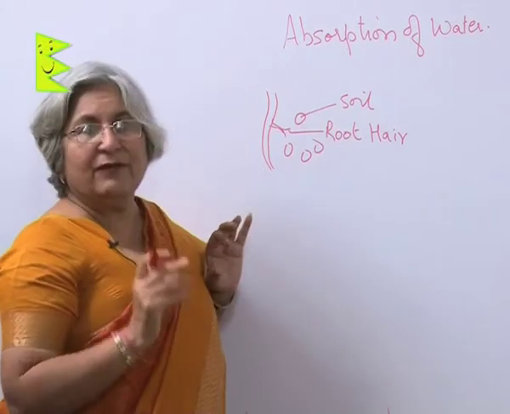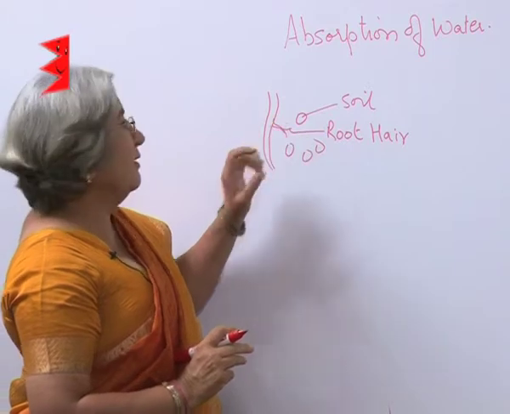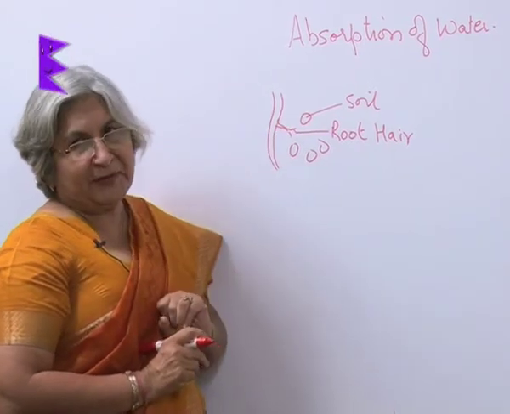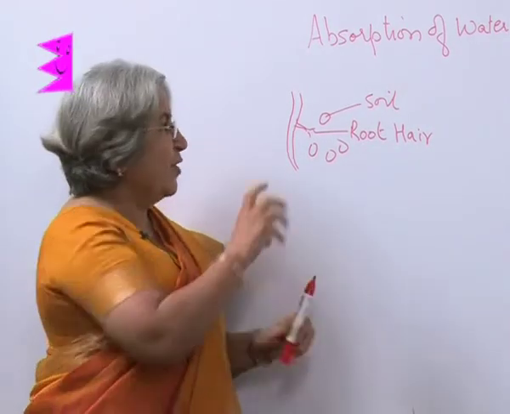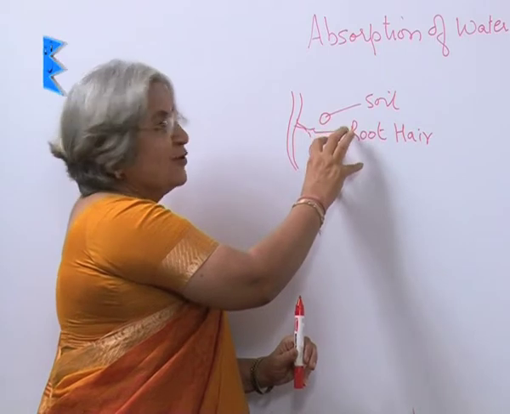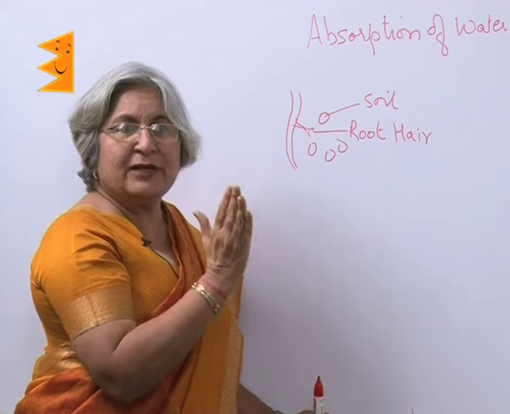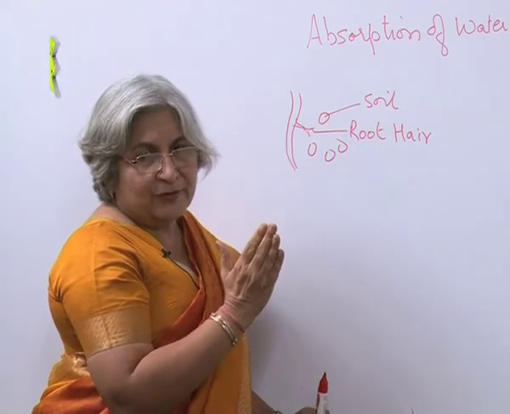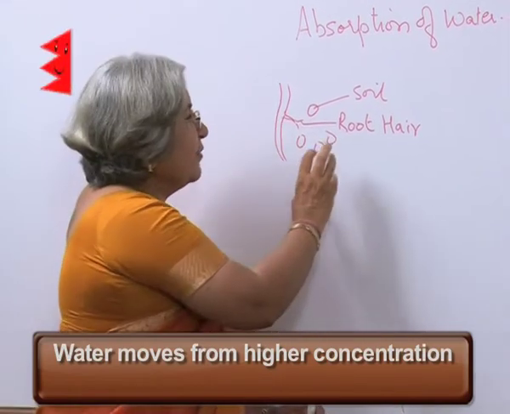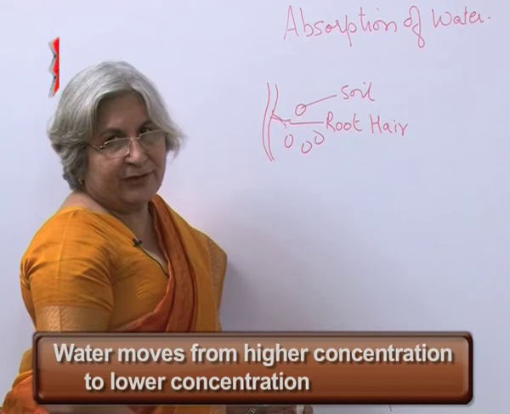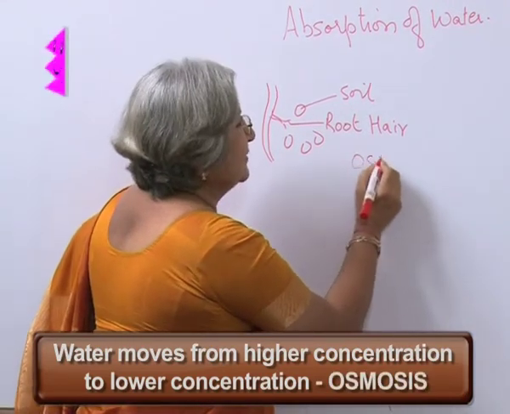When soil is well watered, the amount of water in the soil is much more than in the root hair. Now, what will happen? There will be a water concentration gradient. What are the conditions? In the soil, more water; root hair, less water; in between, a semi-permeable membrane. So, naturally, water will move from its region of higher concentration to lower concentration. And what is this process? This is osmosis.